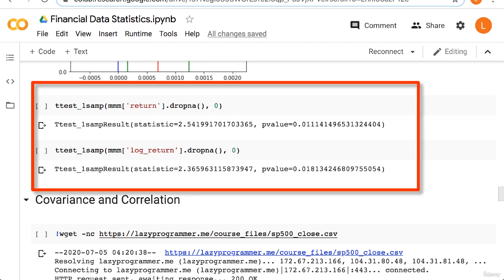Next, we run the t-test on both the returns and log returns. This time, we get a p-value of about 0.01 in both cases, and therefore, we reject the null hypothesis that these returns come from a distribution with true mean 0.